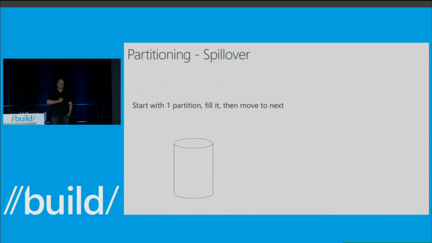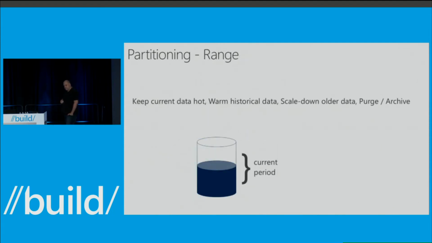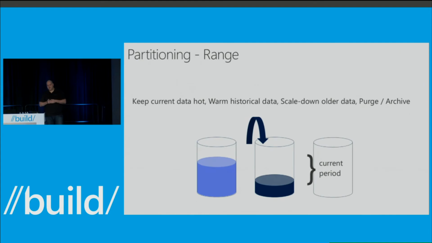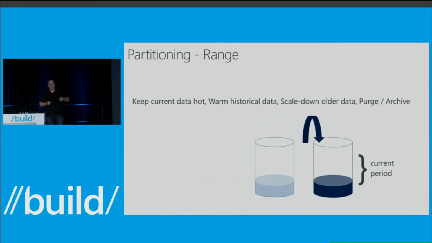How do you scale out? There are a couple of different ways. The first is spillover. You start with one partition, you fill it up till you get to some kind of headroom, and then you start spilling over to the next one. You also have the notion of a range. Start off with a current period of time: today, 7 days, this month, this year. When that period falls over, you move to the next one. Eventually, you age out and purge old data.